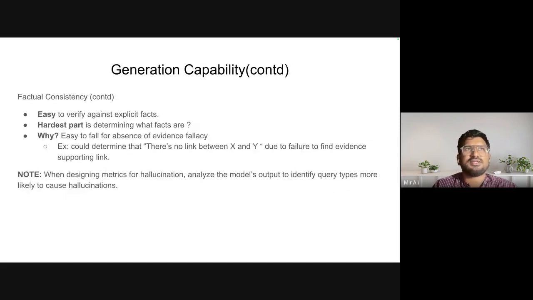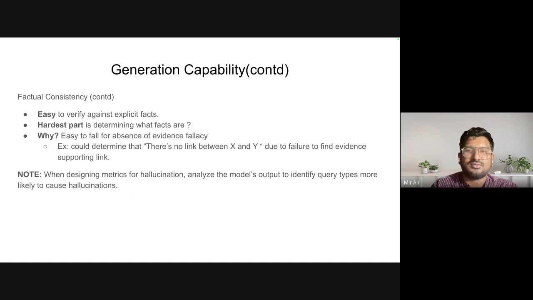Now, it's easy to verify explicit facts, but the hardest part will be what facts are, because it can be very easy to fall for the absence of evidence fallacy. What does absence of evidence fallacy mean? If we try to determine whether there's a link between X and Y, there can be a failure to find evidence of the link. Due to that, we might derive that there's no link between X and Y.